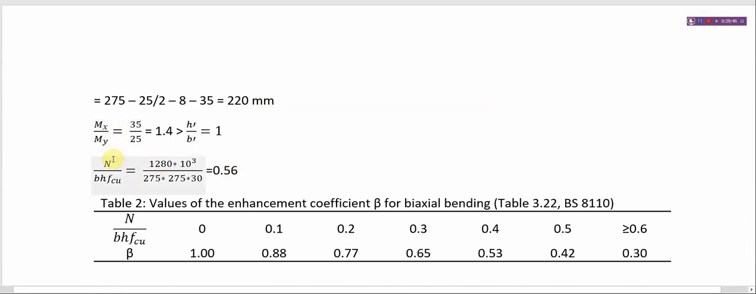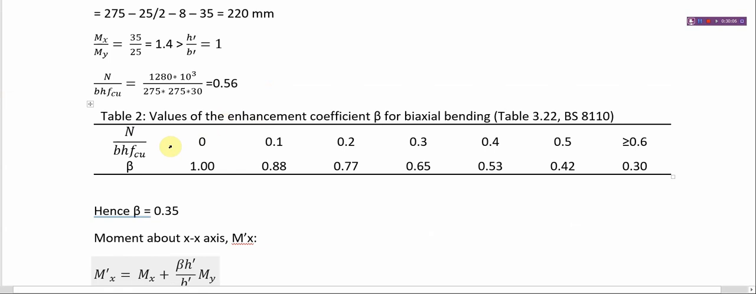Now, the next thing we calculate is N over bh fcu. We have it as this value. Now, what do we do when we have this? In this table, we need to get our beta value, and to do that, maybe we look at this N over bh fcu. What is the value along this side? We have 0.56, so it's between this place and this place. So we interpolate it to get the value that will fall in between this 0.30 and 0.42. By interpolation, it falls at 0.35, this beta.